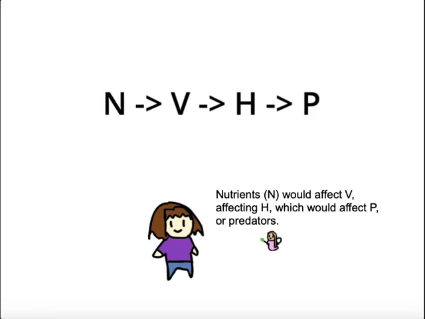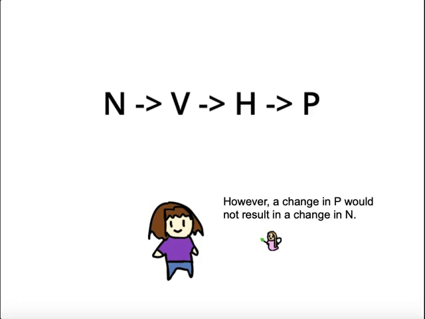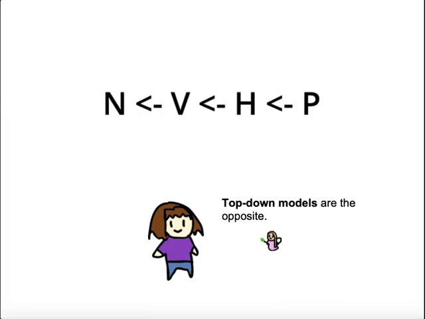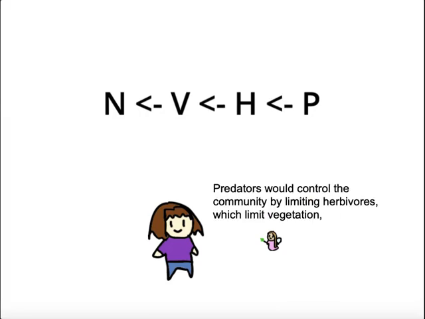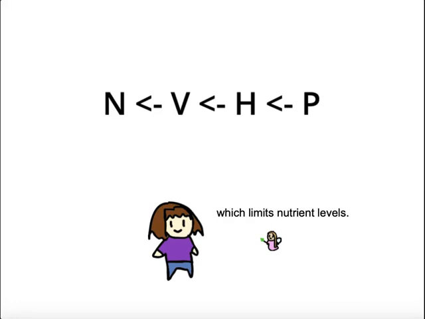Nutrients would affect V, affecting H, which would affect P, or predators. However, a change in P would not result in a change in N. Top-down models are the opposite. Predators would control the community by limiting herbivores, which limit vegetation, which limits nutrient levels. Here is the simplified top-down model.